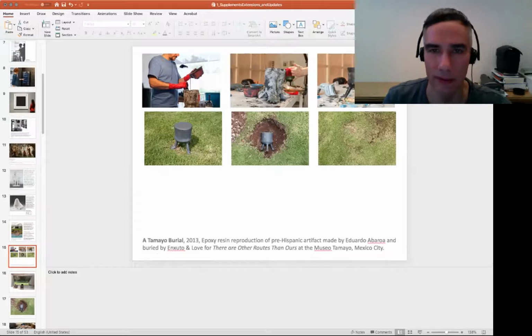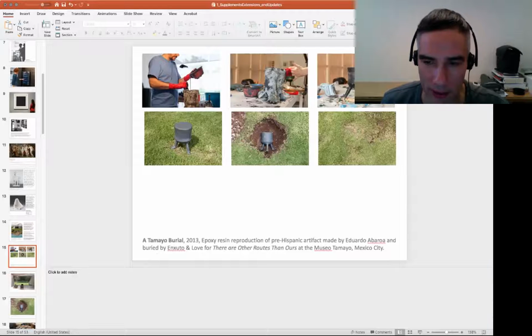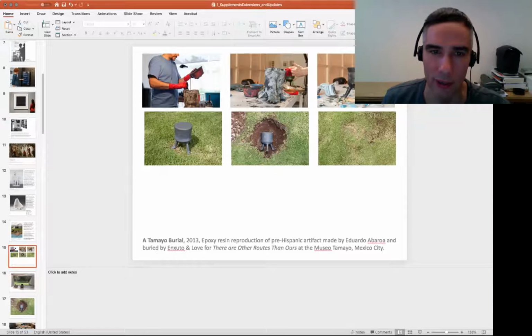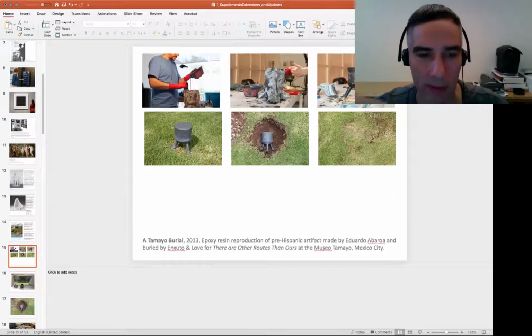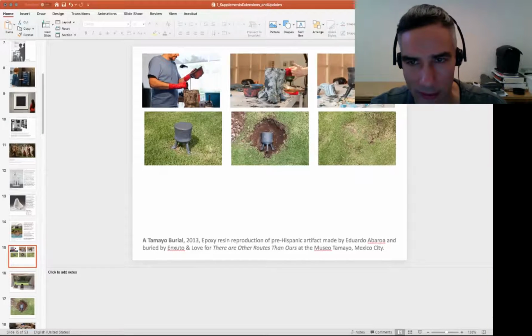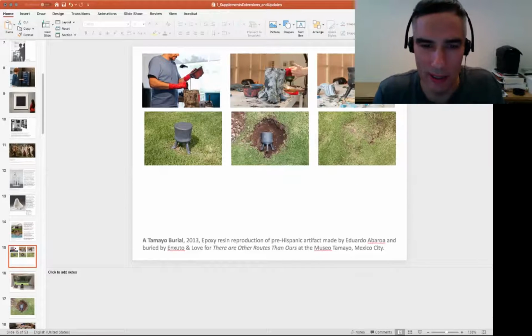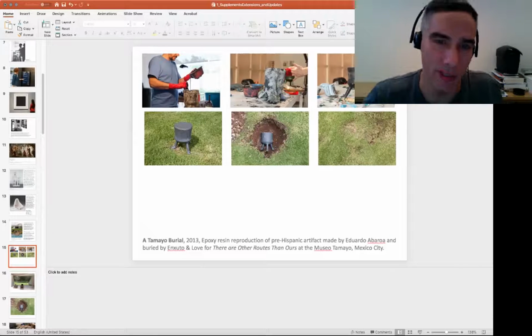So the project that I wanted to discuss was done in collaboration with an artist based in Mexico City, Eduardo Abaroa. Eduardo made these pre-Columbian artifacts, these vessels, that were part of the museum collection, given to the museum by Tamayo, the artist. He made these vessels basically out of clay, but we asked him to use the same mold to make one out of epoxy resin. And epoxy resin will not biodegrade. It will ostensibly last forever.